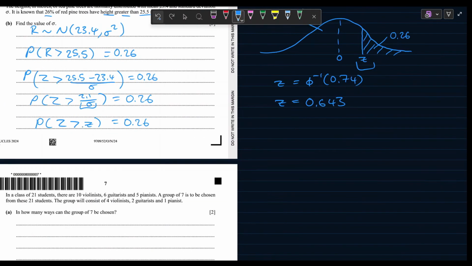Now you notice that essentially this Z value is just a placeholder for 2.1 over sigma. So in other words, Z is equal to 2.1 over sigma. And so that means 0.643 is equal to 2.1 over sigma. So we can say that sigma is equal to 2.1 over 0.643, which means that sigma is equal to, let's punch that into the calculator, 2.1 over 0.643, that's 3.27, correct to three significant figures, and that's our final answer.